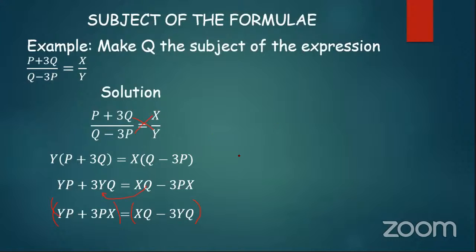So that would give us this. So here we get the common factor on the left hand side, and the common factor on the right hand side. So what would be our common factor here, where we have YP plus 3PX? What would be the common factor?